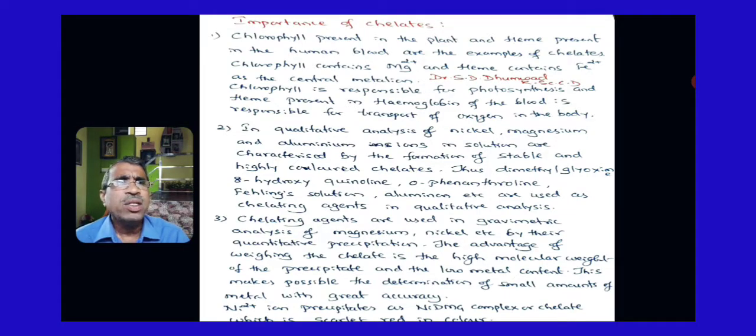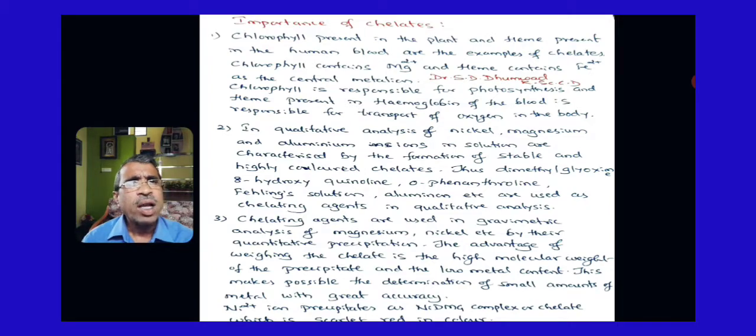In qualitative analysis of nickel, magnesium and aluminium, ions in solution are characterized by the formation of stable and highly colored chelates. Thus, dimethyl glyoxime, 8-hydroxyquinoline, orthophenanthroline, Fehling solution, aluminon, etc. are the chelating agents which are used as chelating agents in qualitative analysis.